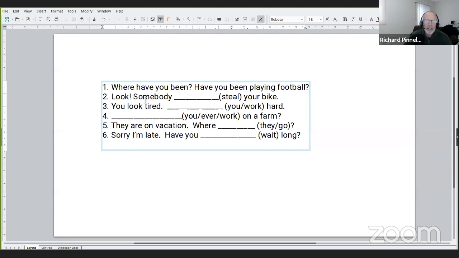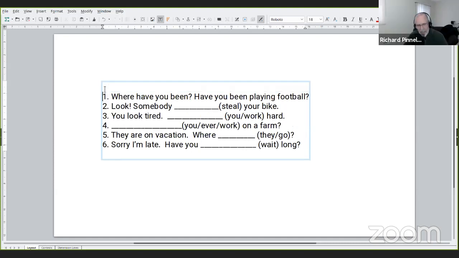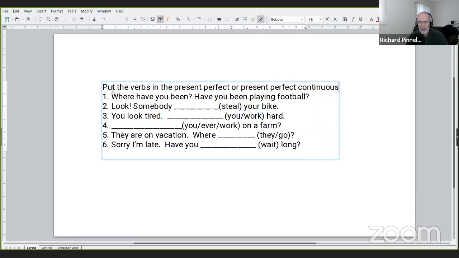Look, somebody stole your bike. Well, yeah. Actually, I should have put up here what we've got to do is put the verbs in the present perfect or present perfect continuous, because otherwise it's ambiguous. This one is ambiguous because we could say someone is stealing your bike, present perfect simple, but we want to put it in one of these two tenses.